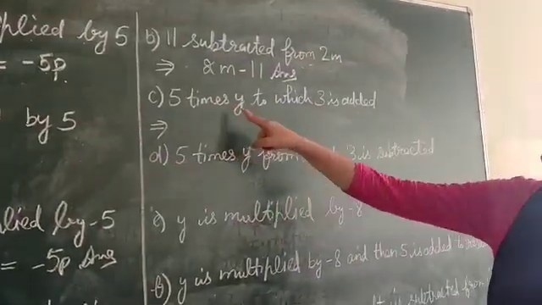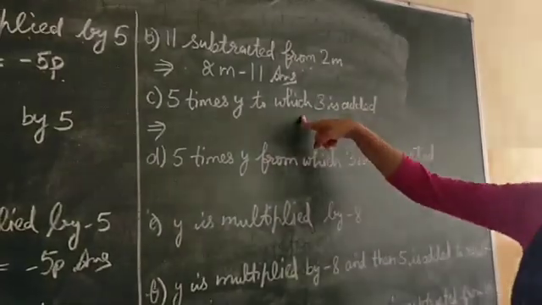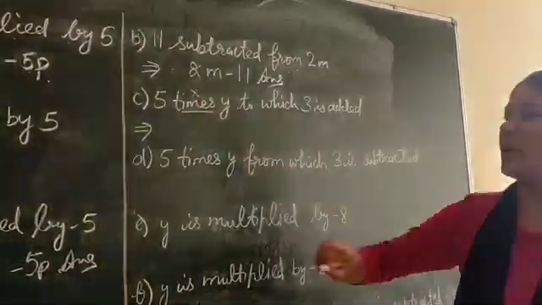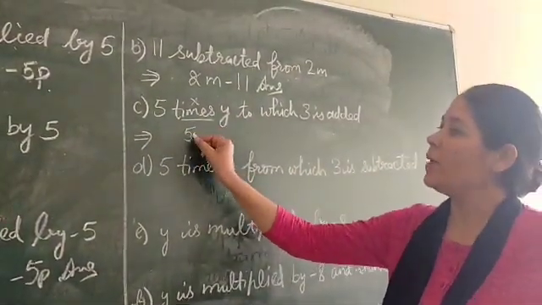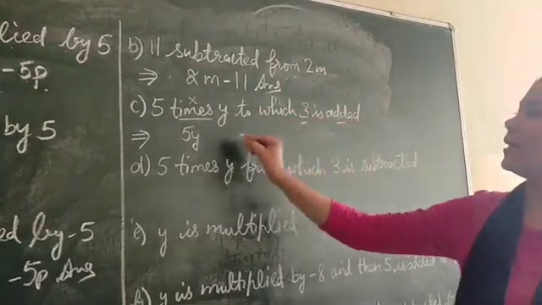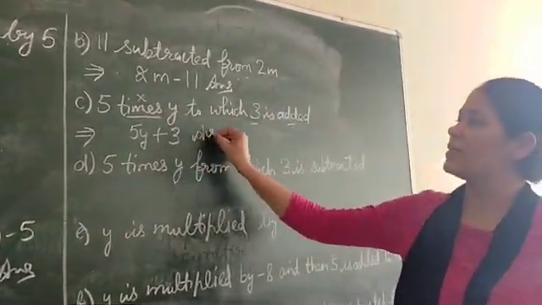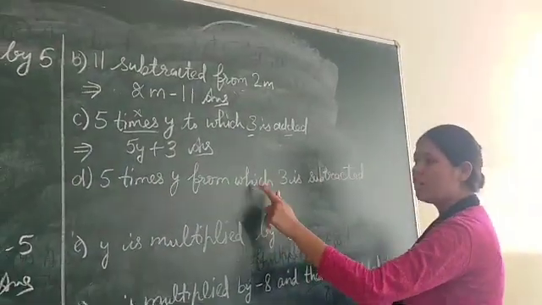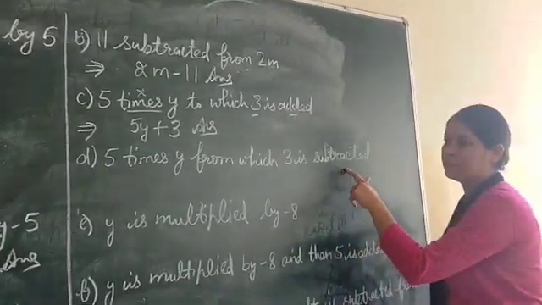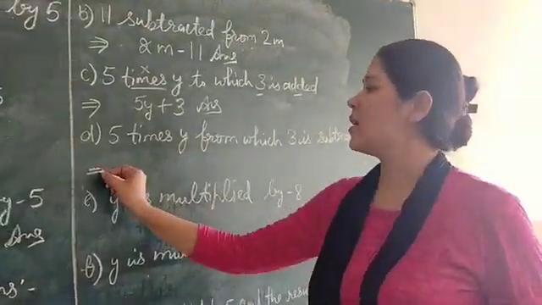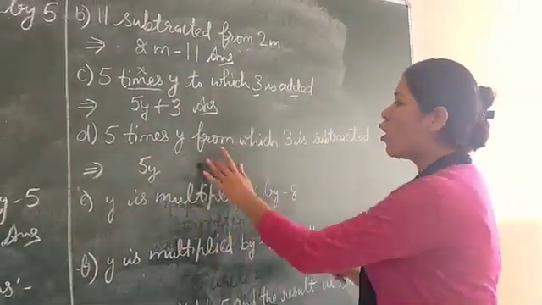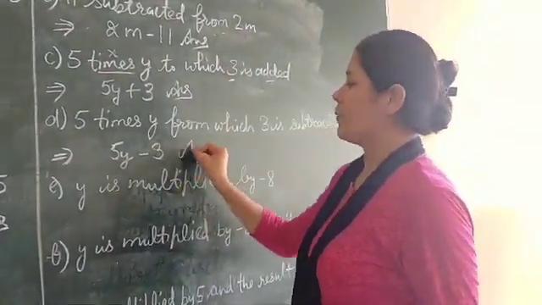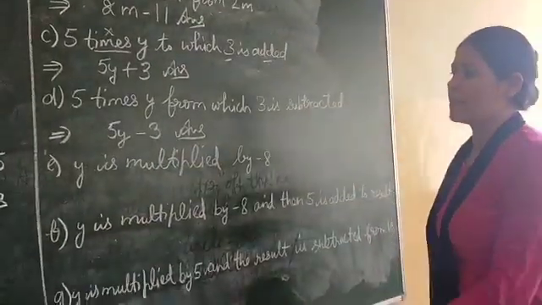Next is 5 times y, to which 3 is added. Now what is the meaning of times? Times means multiply. 5 times y means 5y and added 3, plus 3. So this is expression. Now next, 5 times y, from which 3 is subtracted. 5 times y means 5y. Okay? From which means from this 3 is subtracted. Subtract the 3. So this is the algebraic expression.